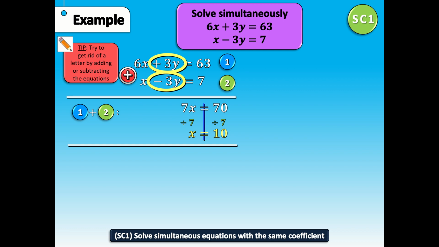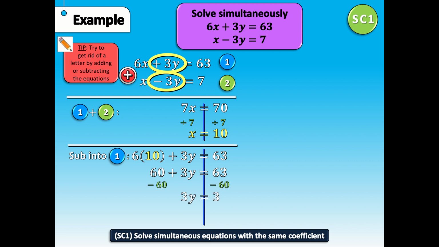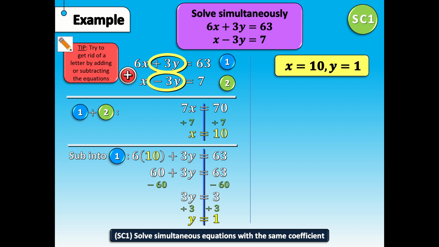Now I've found out what x is, I can substitute this back into the first equation to work out what y is. So 6 times 10 plus 3y equals 63. So 6 times 10 is 60, plus 3y equals 63. So I can take 60 off both sides. That leaves me with 3y equals 3. And then I can divide both sides by 3. That means that y equals 1. So my answer is x equals 10 and y equals 1.